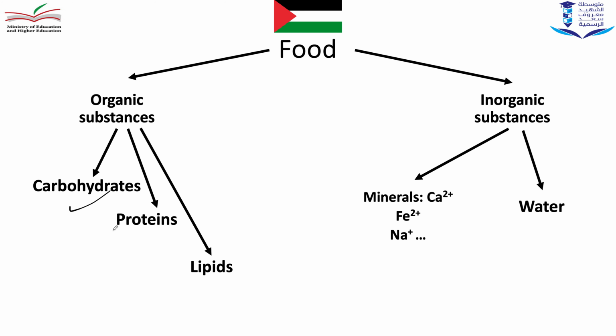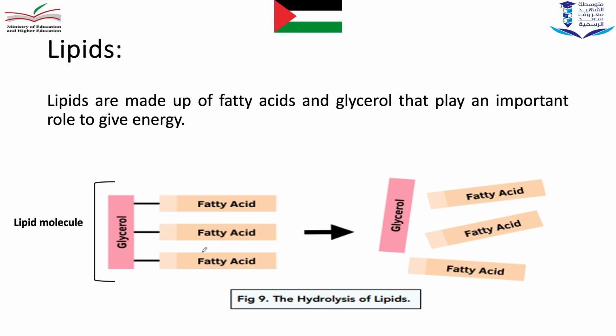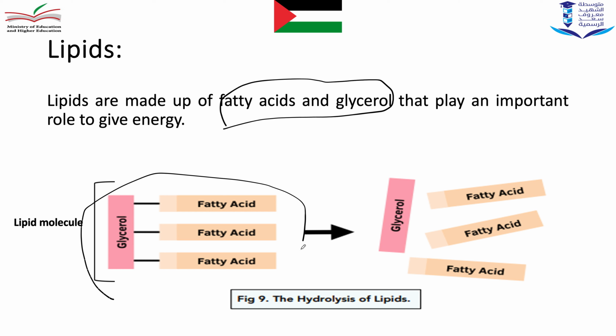So carbohydrates are done, proteins are done. Now let's talk about lipids. Lipids are made up of fatty acids and glycerol. You have to memorize these terms, fatty acids and glycerol, that play an important role to give energy. They also have other roles. This is a molecule of lipid, and after its digestion, it gives one glycerol and three fatty acids.